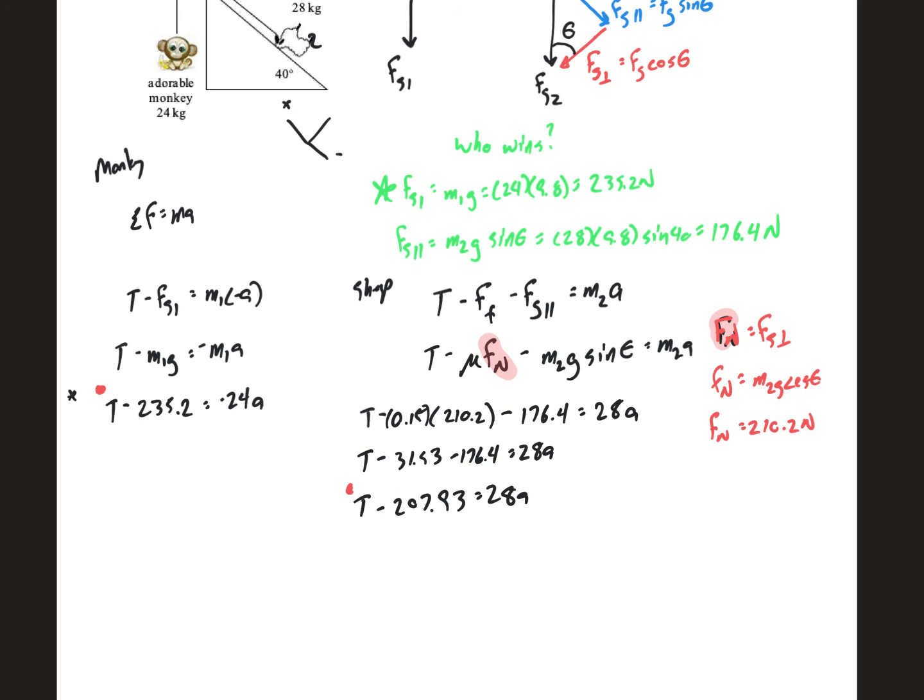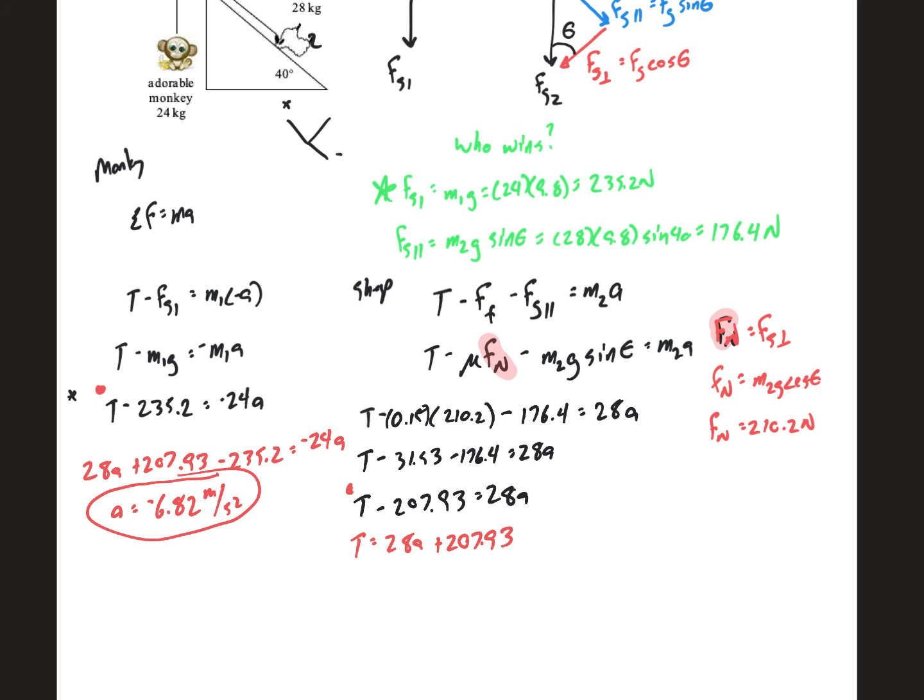And what we do is we get this value here, and we plug it into this guy here. So for me, I would kind of do it like this: 28A plus 207.93. So 28A plus 207.93 minus 235.2 equals negative 24A. Do a little bit of number crunching and you should get an A value of negative 6.8, just call it 2 meters per second squared.